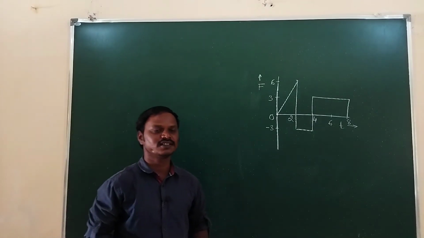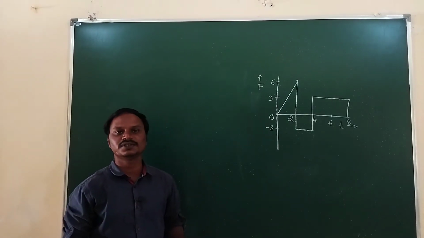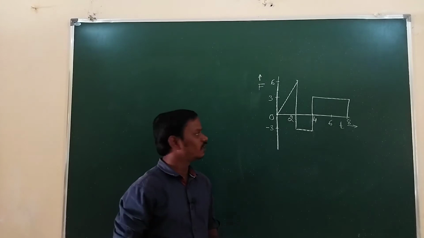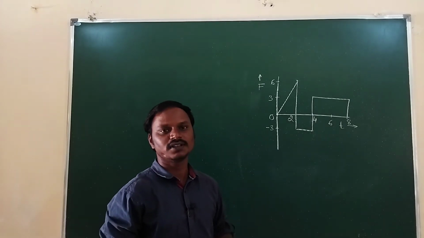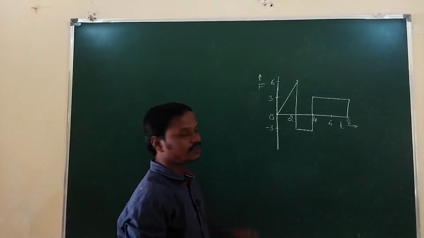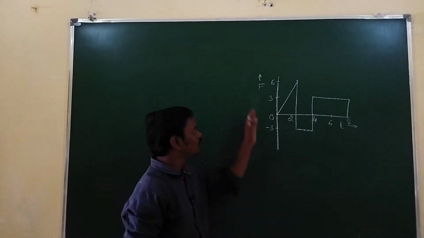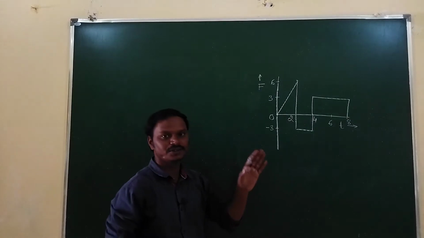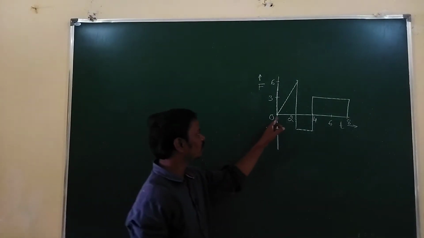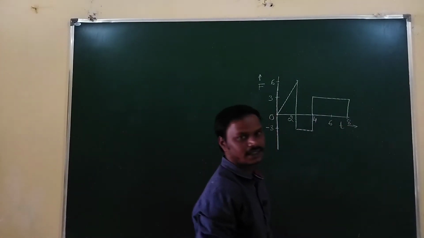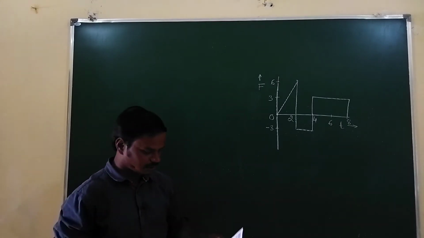Good evening students. In today's class I am going to start with the new chapter, that is laws of motion, and here the first question from the chapter laws of motion, that is related to the change in momentum. Means here force versus time graph is given. By using this force versus time graph we have to find the change in momentum over the time interval 0 to 8 seconds. So listen here, what is the question?